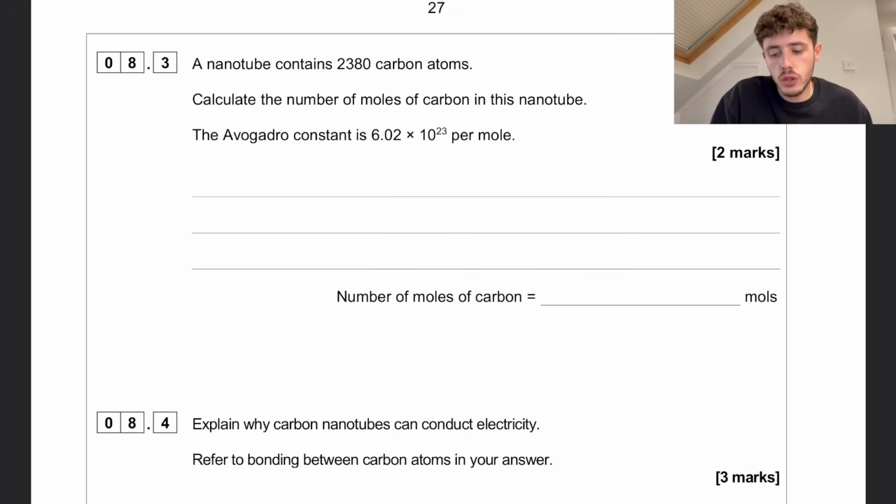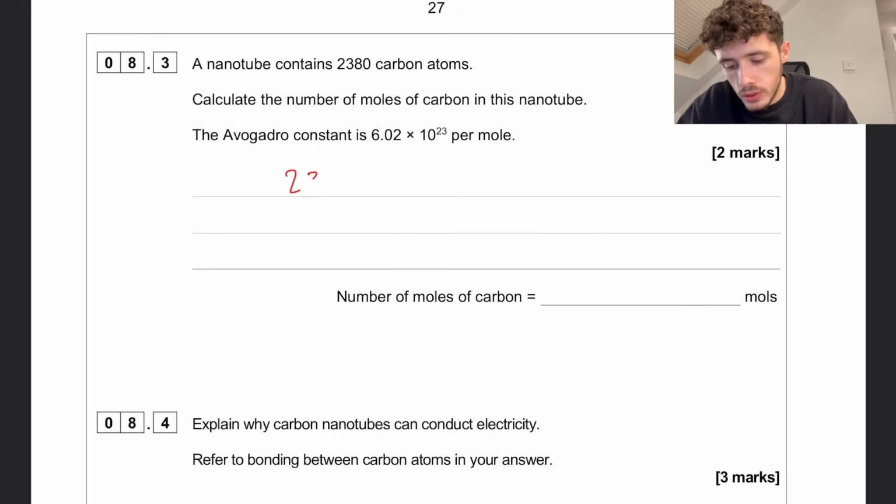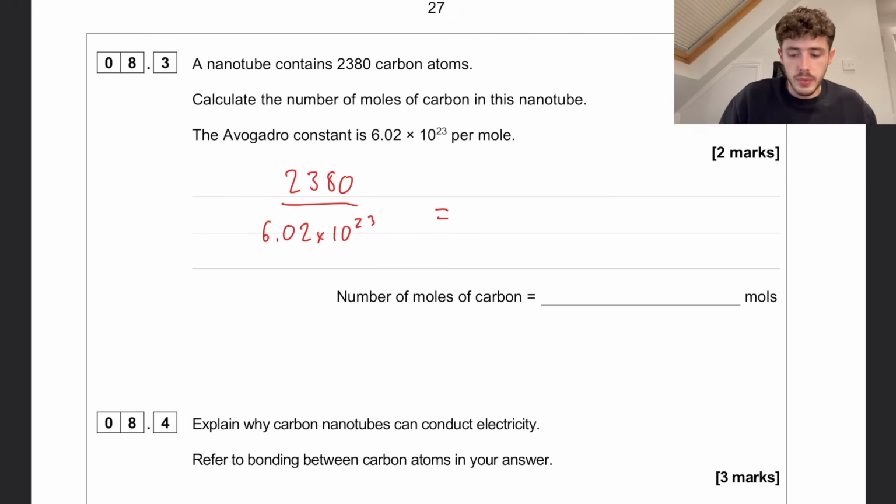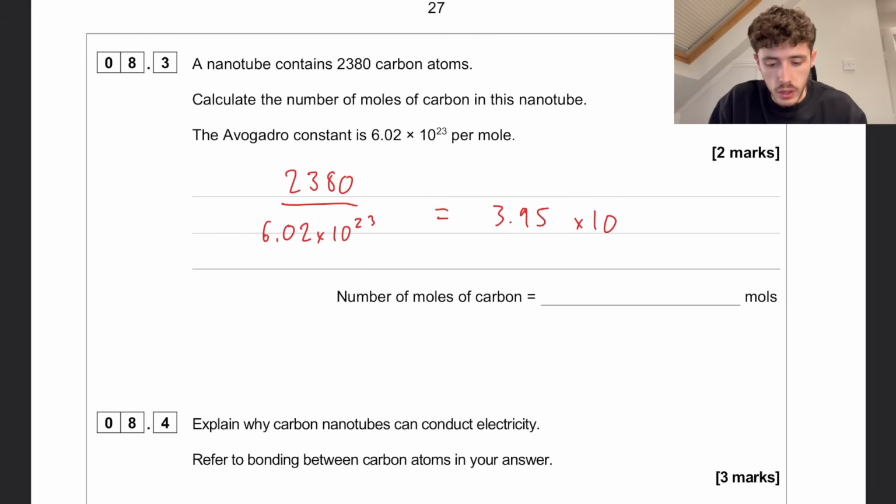8.3. A nanotube contains 2,380 carbon atoms. Calculate the number of moles of carbon in this nanotube. And we can use the Avogadro constant, which is 6.02 times 10 to the 23 per mole. And that is atoms per mole. So using this, because Avogadro's constant is the number of atoms in 1 mole, we can simply do 2380 divided by 6.02 times 10 to the 23. And it is going to be a very small number, but that will be the amount of moles in 1 nanotube. And that gives us a final answer of 3.95 times 10 to the minus 21 moles.